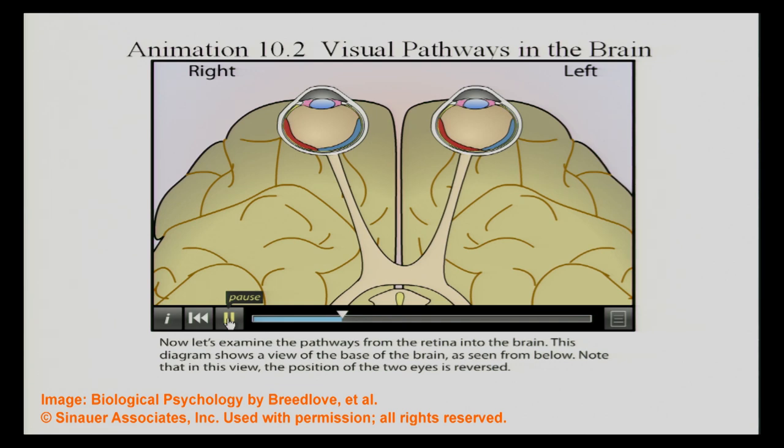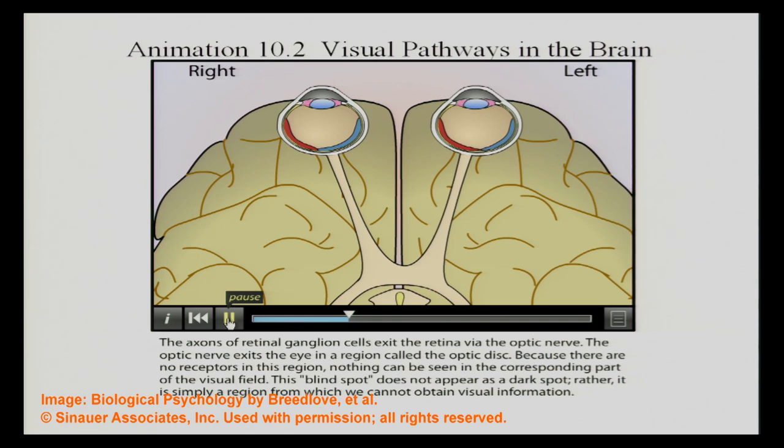This diagram shows a view of the base of the brain as seen from below. Note that in this view, the position of the two eyes is reversed. The axons of retinal ganglion cells exit the retina via the optic nerve. The optic nerve exits the eye in a region called the optic disc. Because there are no receptors in this region, nothing can be seen in the corresponding part of the visual field. This blind spot does not appear to us as a dark spot. Rather, it is simply a region from which we cannot obtain visual information.